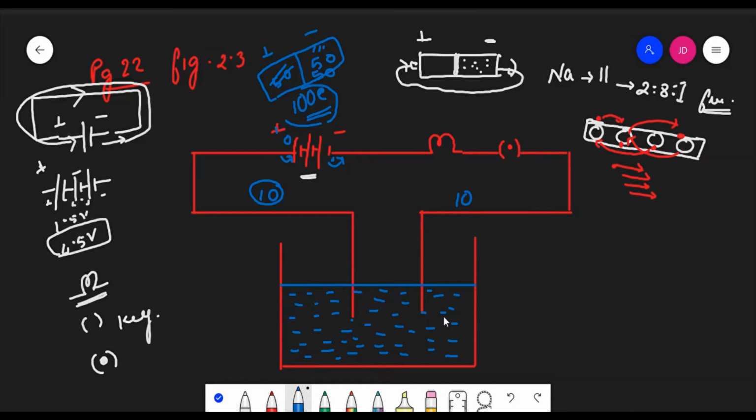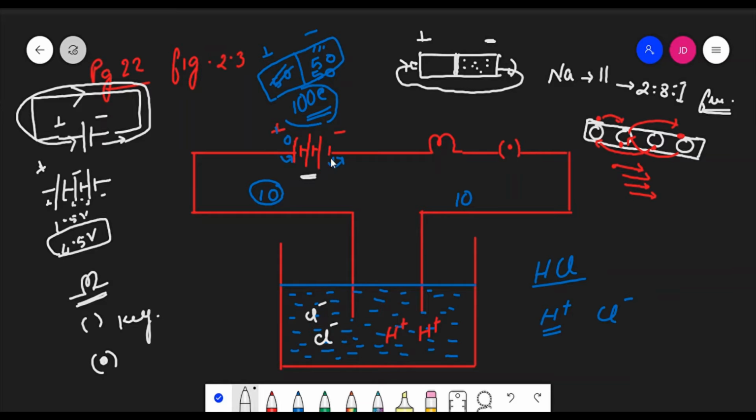Now let us say this is water, and some HCl is mixed with it. We know that when HCl is dissolved in water, it produces H plus and Cl minus. Because it produces H plus, we call it an acid. So here I will have some amount of H plus, maybe let us say 2 H plus and 2 Cl minus.